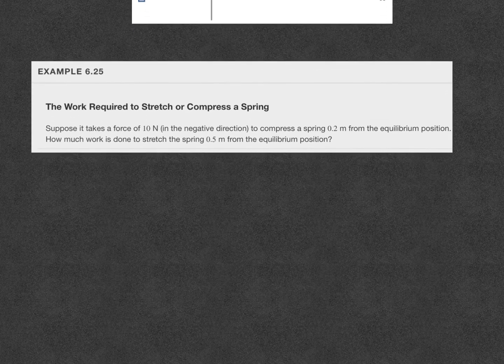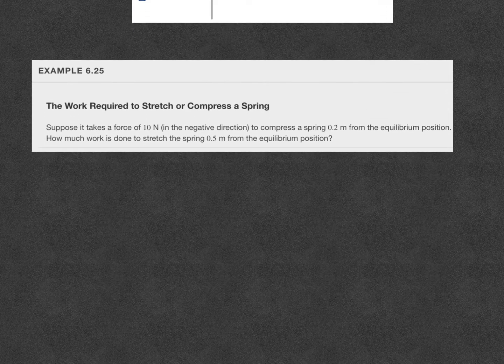And in this one, we're given the fact that it takes 10 newtons in the negative direction to compress a spring 0.2 of a meter from its equilibrium position. How much work is done to stretch it 0.5 meters from its equilibrium? All right, so let's take a look at what this looks like. The first step that we'll do is use these two pieces of information to write our force function. So the force, F of x, is K times x for our spring.